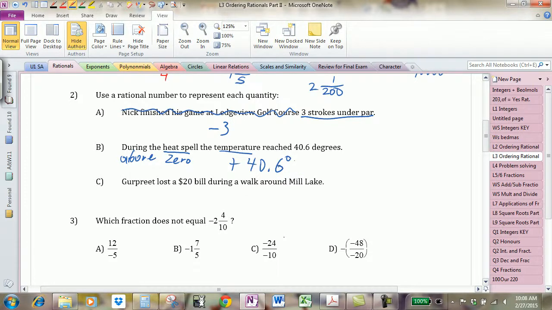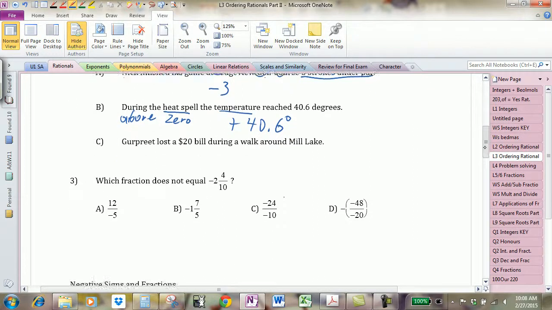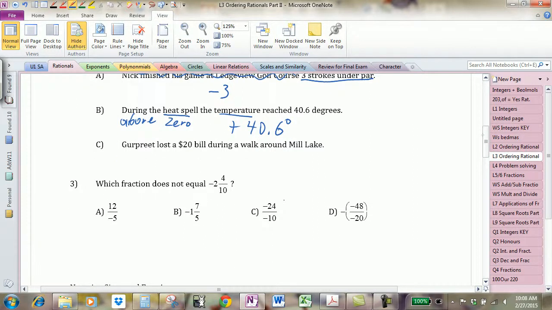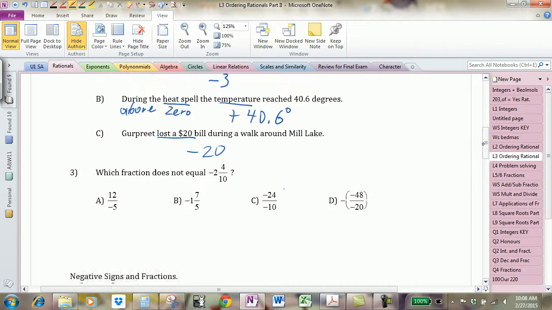Okay. What about that loser, Gurpreet? He lost money, so he's got to be a loser. Yeah, since he lost it, it's got to be a negative $20. Okay, so he's down 20. Poor Gurpreet. Okay. What we're going to do now is pause there.